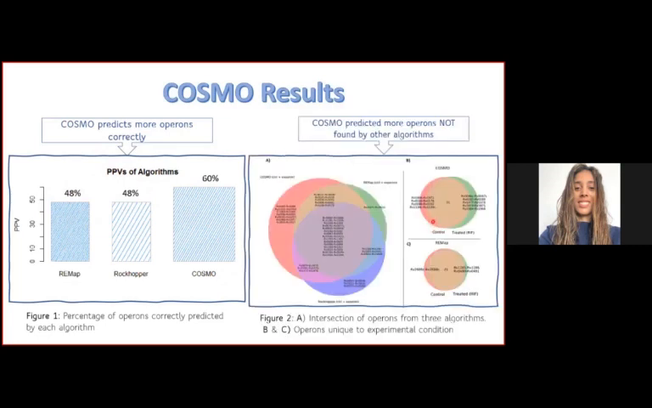We also were able to predict more unique operons compared to Remap and Rockhopper. And then, of course, what Remap was able to do and Rockhopper wasn't, was distinguish which genes, which operons, are present under control and treated conditions. And obviously, we did a better job at it, probably also because we predicted more operons.